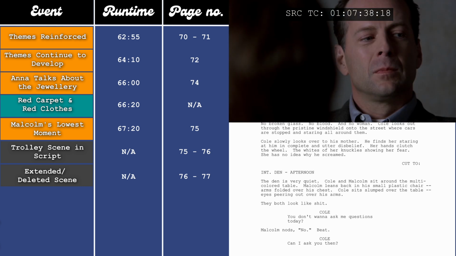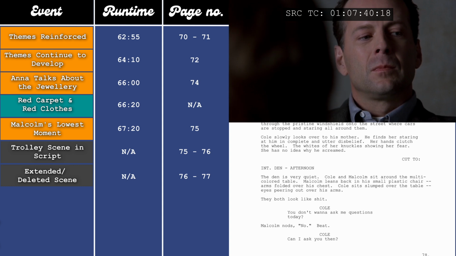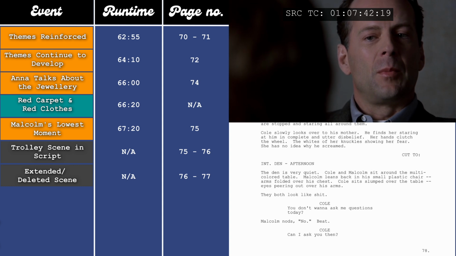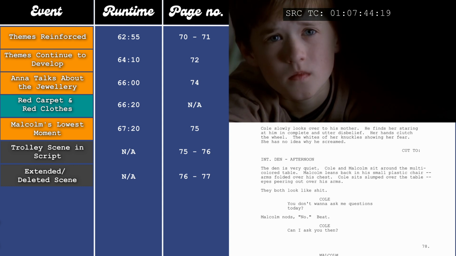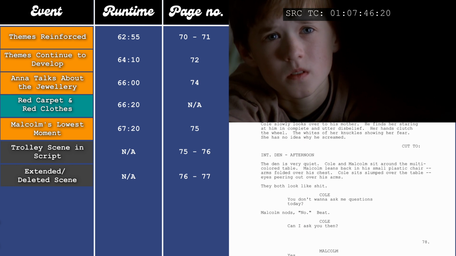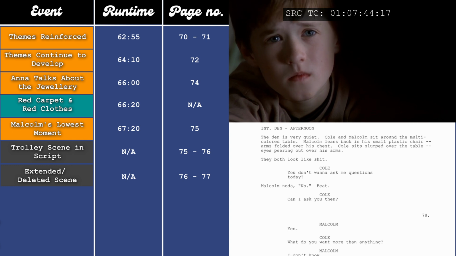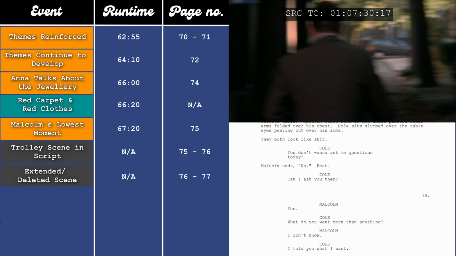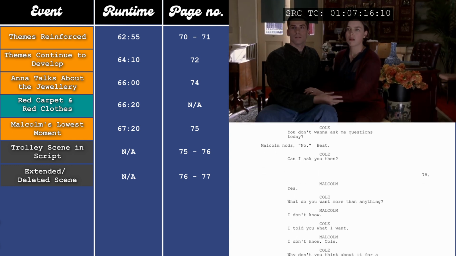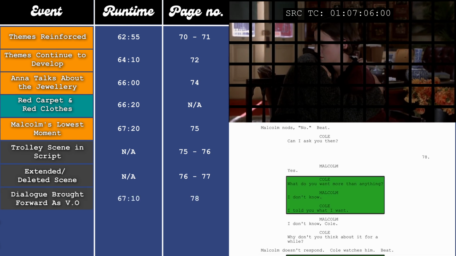So the scene in the den between Cole and Malcolm, which starts on pages 77 into 78, is when the film and the script start to line back up. Now we track back to the antique shop just before Malcolm smashes the window, because the dialogue from here starts to overlap with that scene.